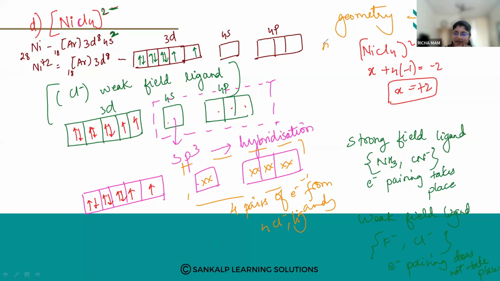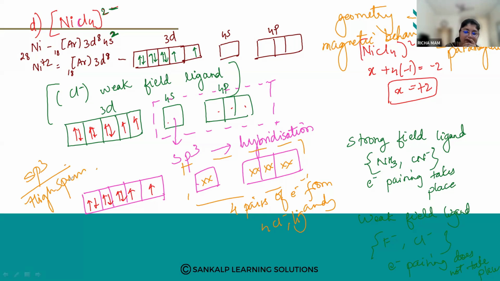What is the magnetic behavior? Magnetic behavior, unpaired electrons are present. So because of it, it is paramagnetic. What is the hybridization? sp3 hybridization, and it is a high spin complex. Okay, so this is about your VBT. Is it clear up to here?